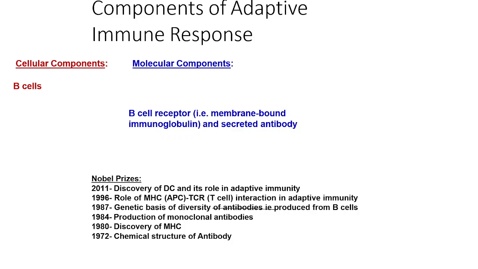The next one is the B cells. The B cell receptor is the membrane-bound form of an immunoglobulin, and the soluble form of the immunoglobulin is released by the activated B cells into the blood and the tissues.